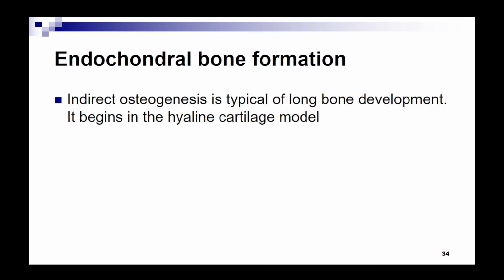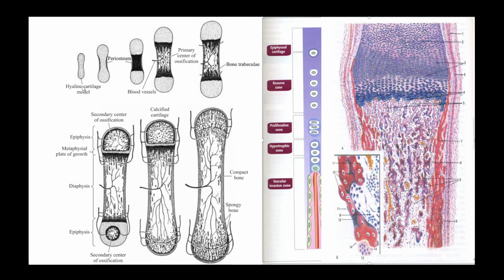Indirect osteogenesis is typical of long bone development. It begins in the hyaline cartilage model. Look at this one. We have seen the schematic diagram, how the hyaline cartilage model appears, after that the periosteum appears, after that the blood vessels migrate from the periosteum inside the cartilage to form the primary center of ossification. After that we have the formation of trabeculae inside the diaphysis. And then we talked about the secondary center of ossification in the epiphysis. Between the primary and secondary centers, we have seen a special area of calcified cartilage, which is named metaphysis.